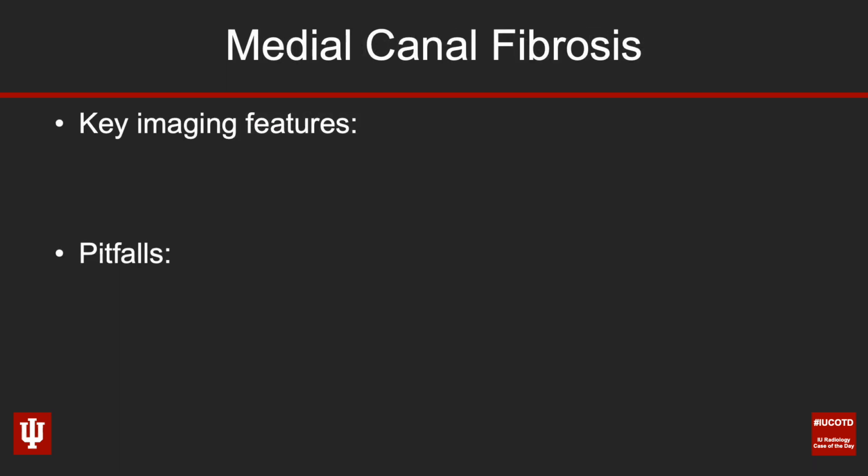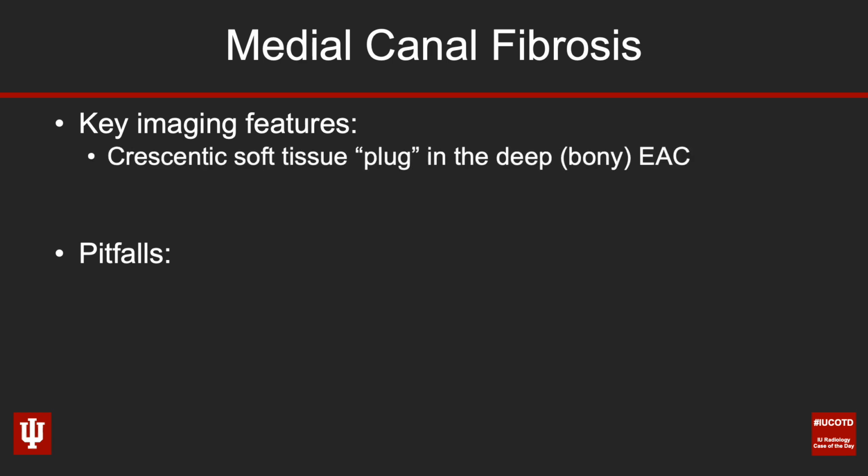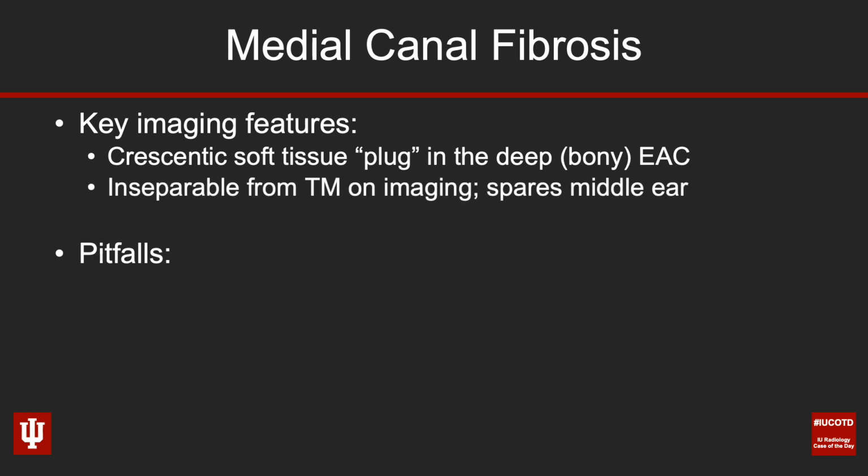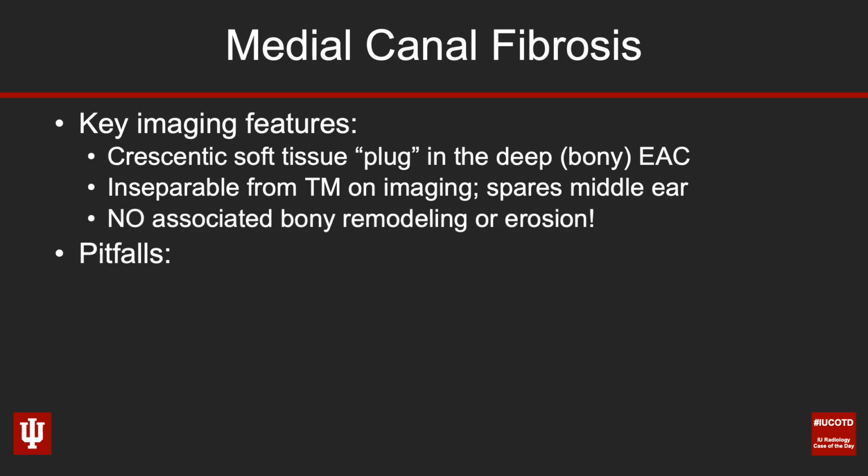Okay, so let's wrap this case up. This again was a case of medial canal fibrosis. The key imaging features that you need to recognize, first of all, look for that crescentic soft tissue plug deep within the bony external auditory canal. This is going to be inseparable from the tympanic membrane on imaging, but it should spare the middle ear. And importantly, look at the bones. There should be no associated bone remodeling or erosion of the external auditory canal.